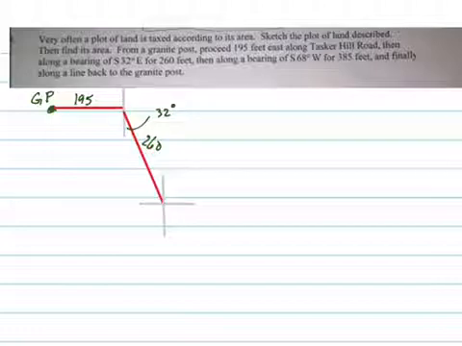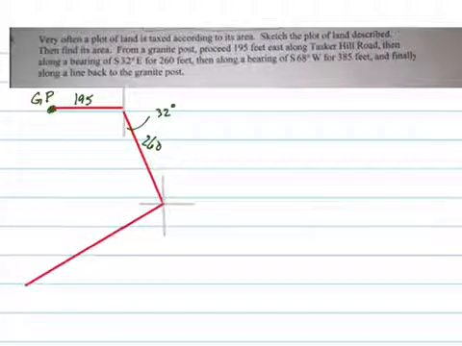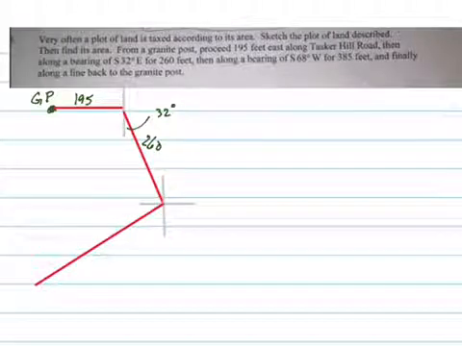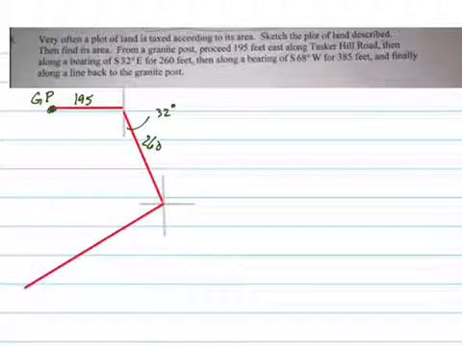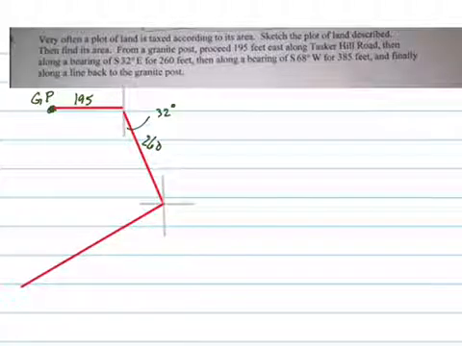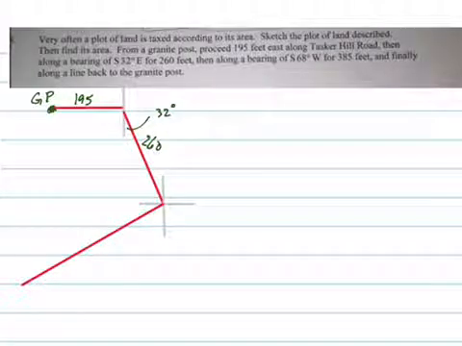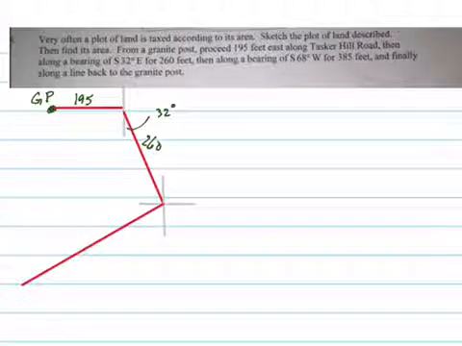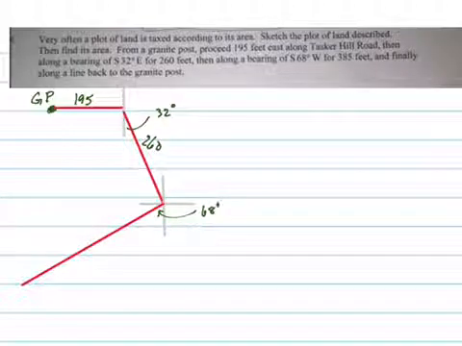So this is where it gets tricky because it's hard to know how far to draw this line. That's 68 degrees west, but 385. It's probably going to go past the granite post, but it's kind of hard to tell until you actually do the problem. So I'm going to assume, because I tried to draw it as close as possible, that that angle there is 68 degrees.